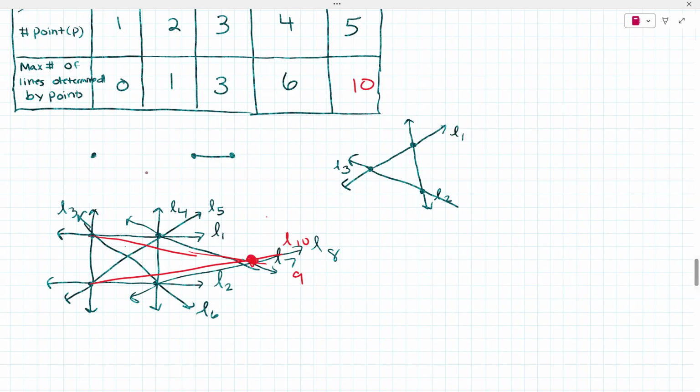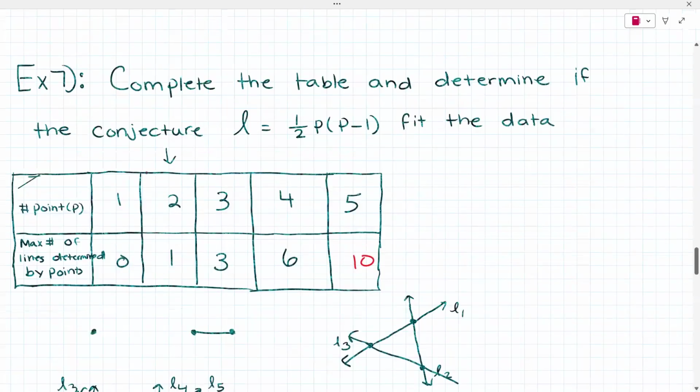Okay, because we completed the table, now let's see if the conjecture is true. They're saying that L equals 1/2 P times P minus 1. So L represents a line. So let's just plug in.